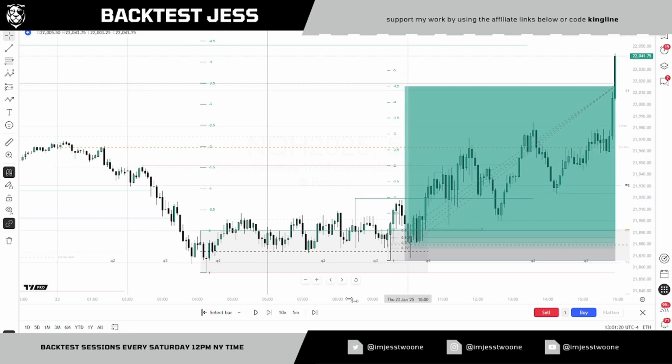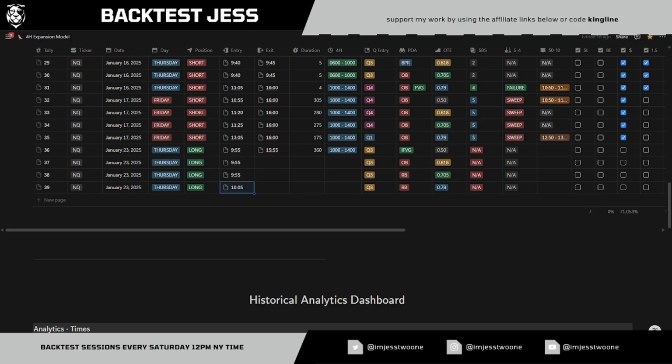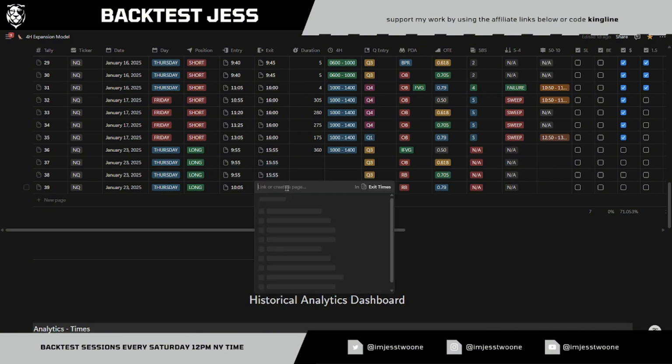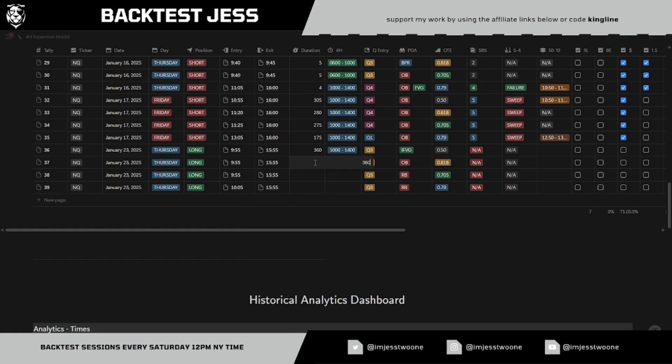Okay, sorry. Let me track this trade, guys. Again, so bad at multitasking. The exit for all of these was 1555. And all of these were 360 except the last, 350. All 10 to 1400.